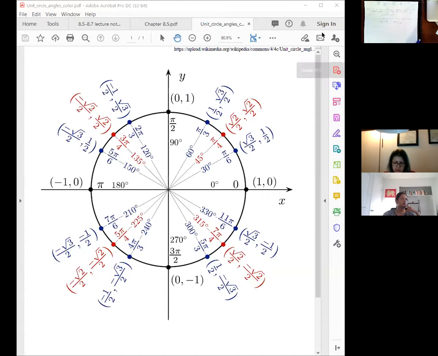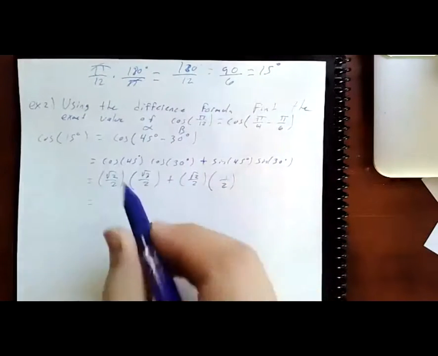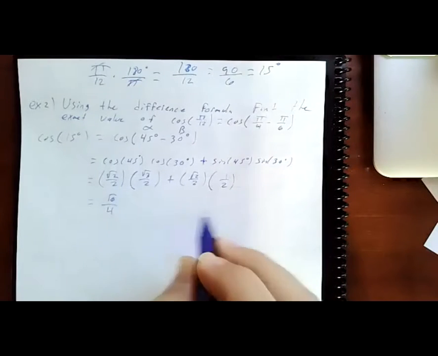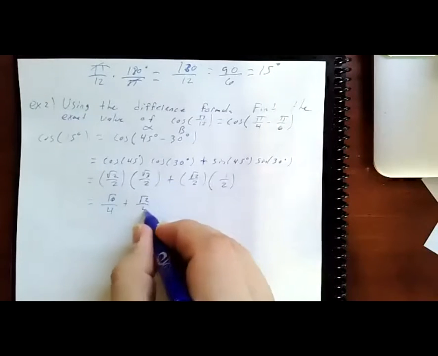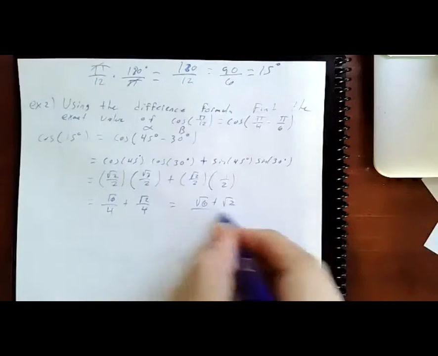So just multiply it out and we're done. Square root 2 times square root 3. Looks like it's going to be very similar to the last one. Plus square root 2 over 4, which is really square root 6 plus square root 2 over 4. Nothing else we can do.